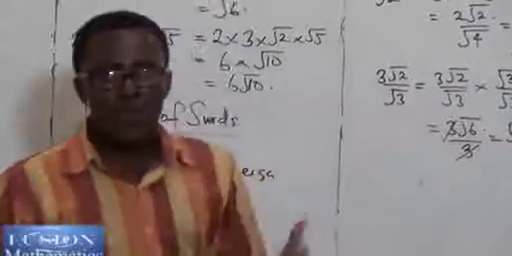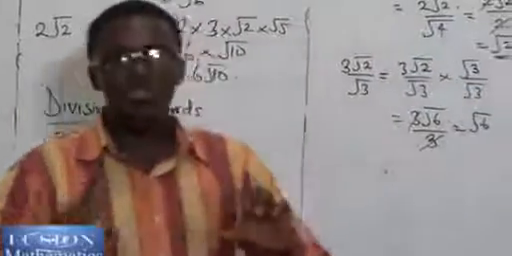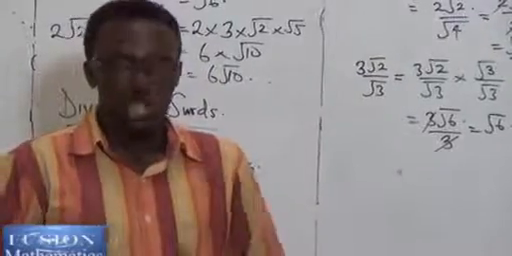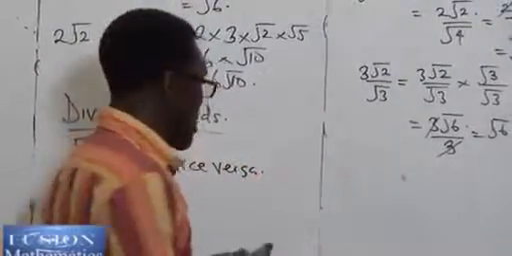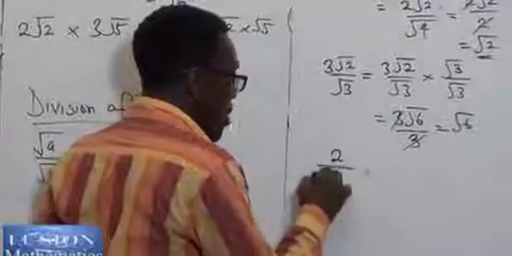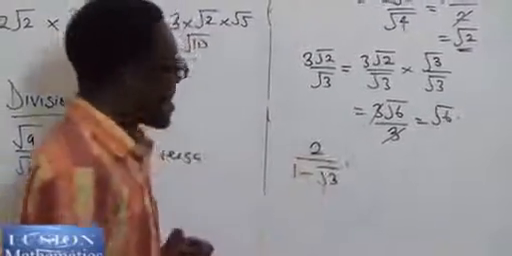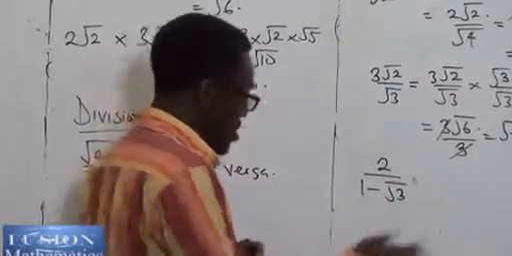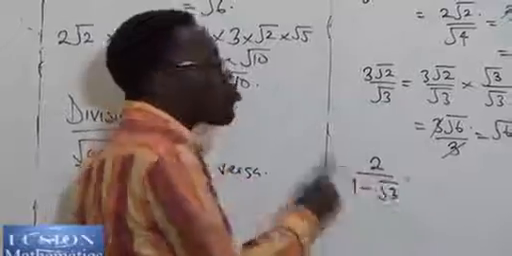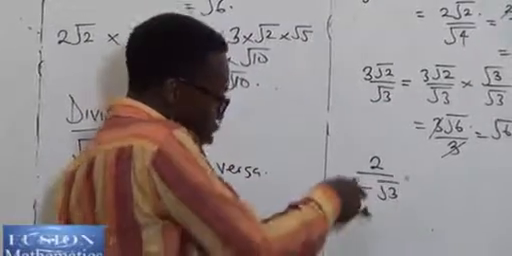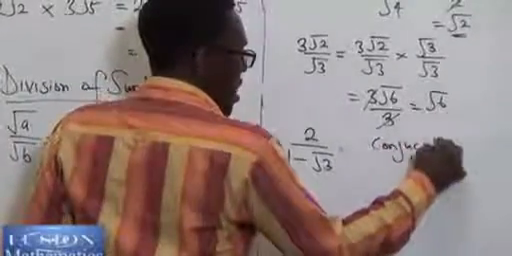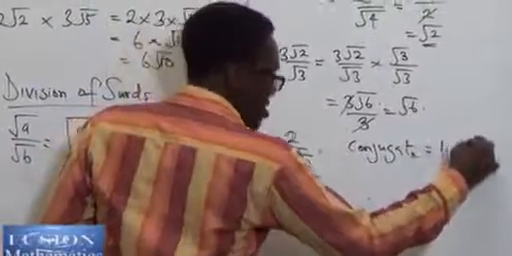So now, in some cases, we have an expression as the denominator. And for us to rationalize, we introduce what we call the conjugate of that denominator. If, for instance, we have 2 all over 1 minus root 3. Now, to get the conjugate of this denominator, which is 1 minus root 3, we take this same thing, but we change the sign. That is the operation there. So the conjugate will now be equal to what? 1 plus root 3.